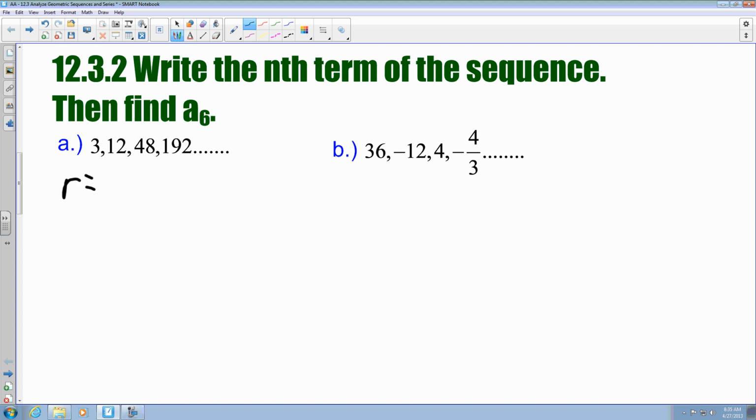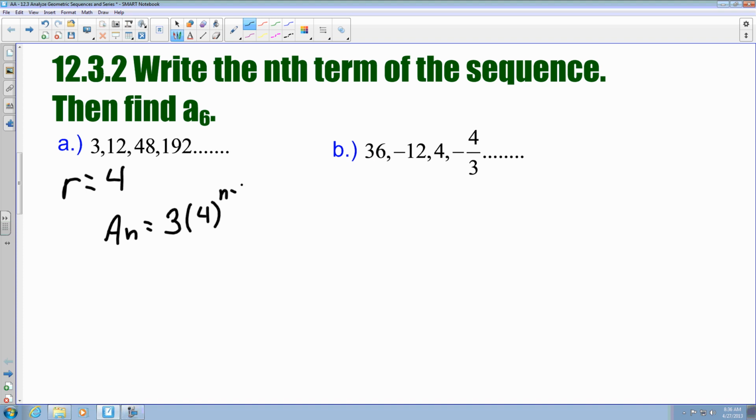So r here is going to equal, so first off, let's take 12 divided by 3. That's going to give me 4. 48 divided by 12, that's also going to give me 4. Let's see if 192 divided by 48 is going to give me 4. Yes, that's true. So now we know that for example A, our common ratio is going to be 4. So now we get to plug this back into our formula. So I can say a sub n equals 3, because that's a sub 1, times 4 to the n minus 1 power.